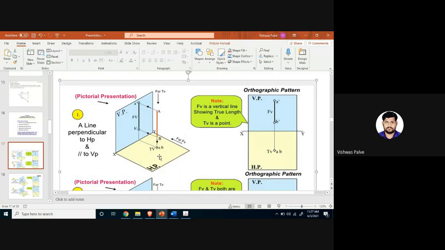This line is perpendicular to HP. You can see it is perpendicular to HP. If we extend it, it will go and intersect with the horizontal plane. Whereas this line AB is parallel to VP. It is not going to intersect the VP anywhere, so it is said to be parallel to VP. So this is the first condition, when a line is perpendicular to the horizontal plane and parallel to VP.